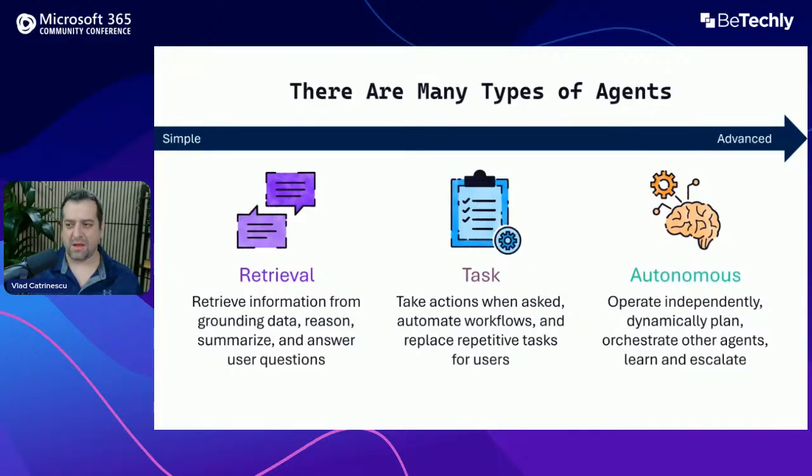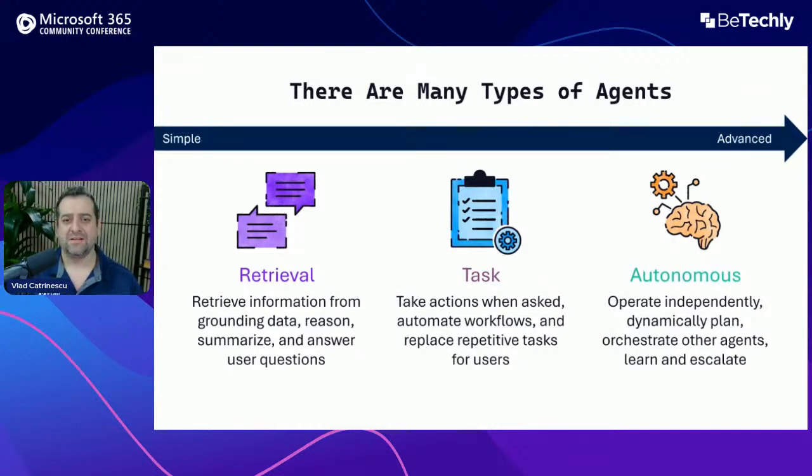If we take a step back, there are 3 main types of agents. The first one is retrieval agents, so agents that are specialized in retrieving information and specialized in certain specific tasks. You might have a help desk agent that is specialized in IT support. You might have a project agent that is grounded only on one specific project and knows everything about that project, doesn't care about anything else in M365, and is just specialized in your project.